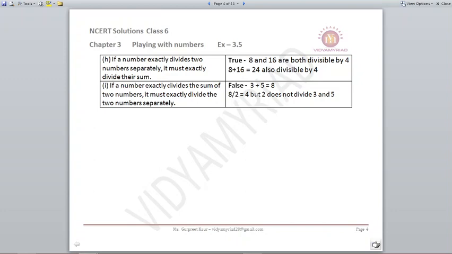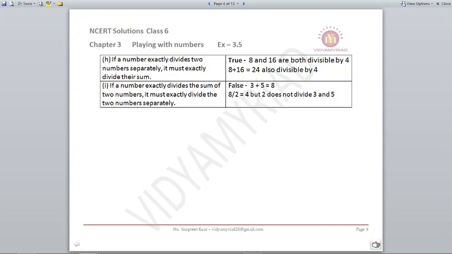If a number exactly divides the sum of two numbers, it must exactly divide the two numbers separately. Now here we have taken an example. It's a false statement. 3 plus 5 is 8. Now 8 is divisible by 2, but 2 does not divide 3 and 5. Okay. So it's a false statement.